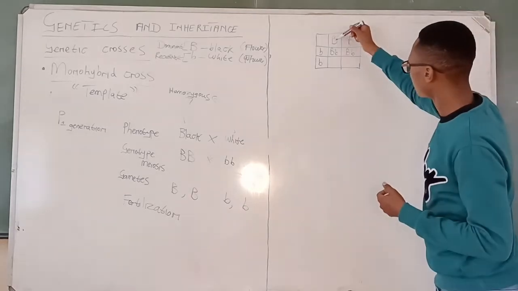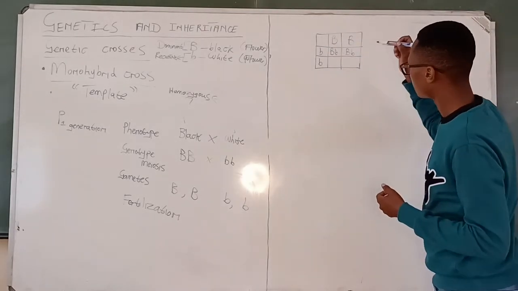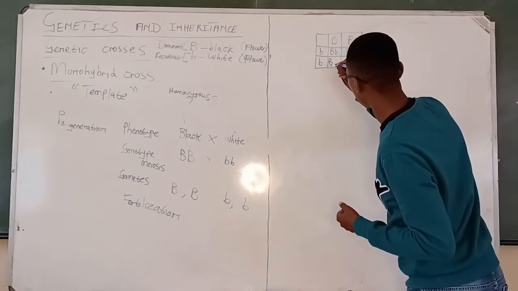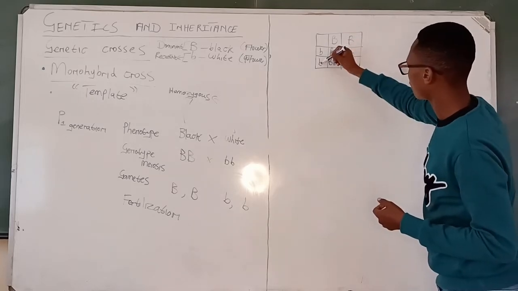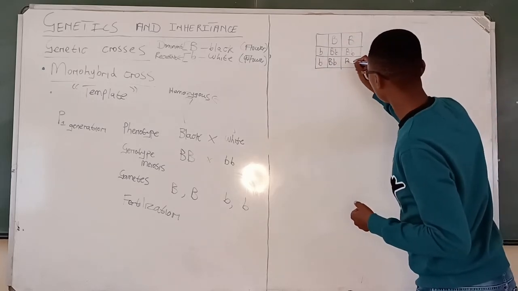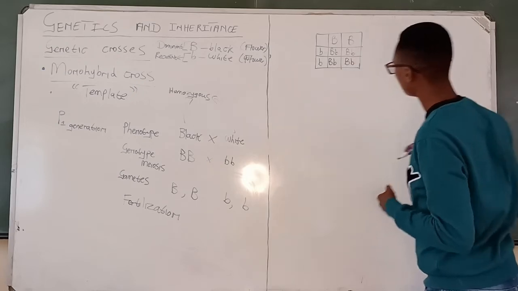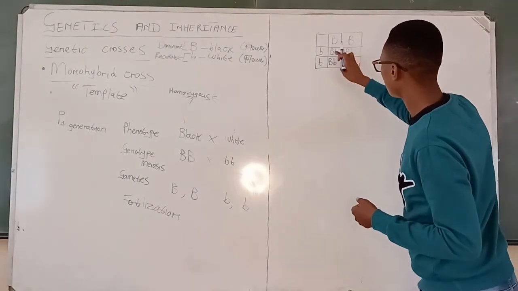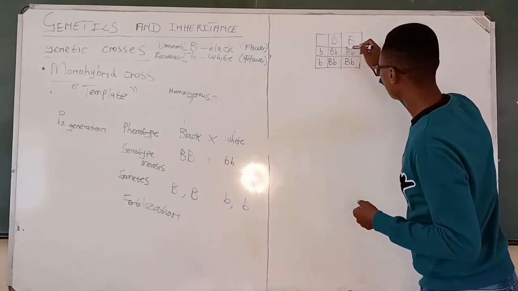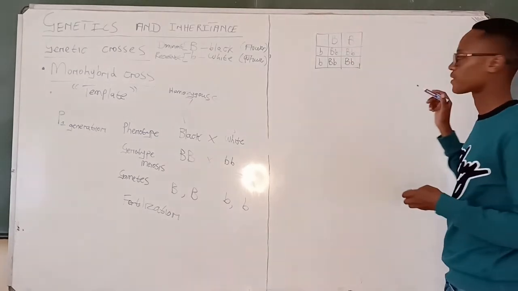After that, this one has to combine with this one, and it forms BB again. And then this one has to combine with this one, it forms BB again. So you can see that now these gametes, after they fuse, form these possible offsprings. These are our possible offsprings.